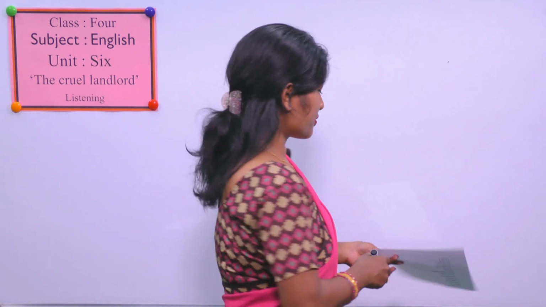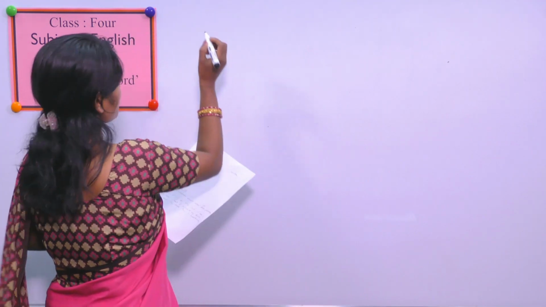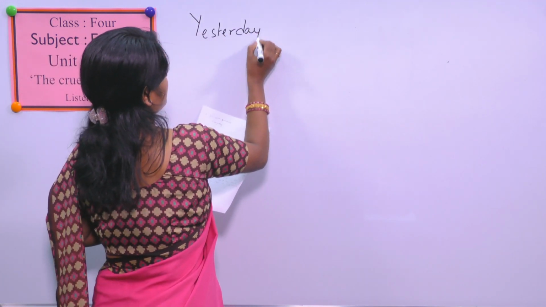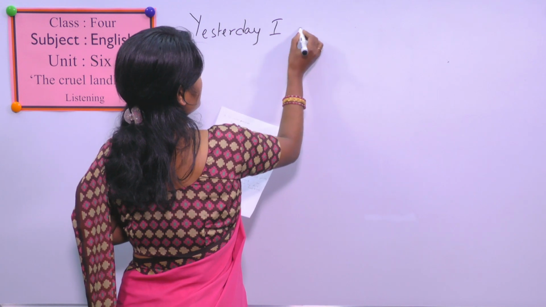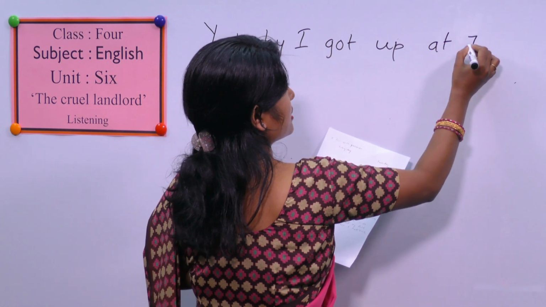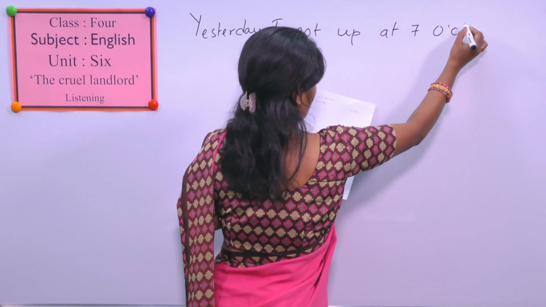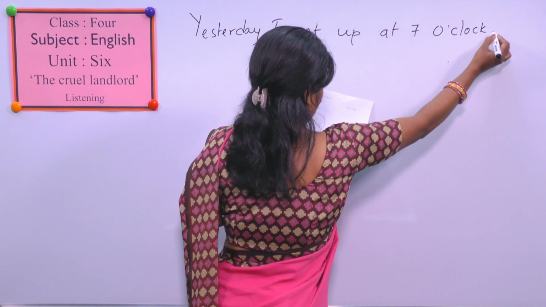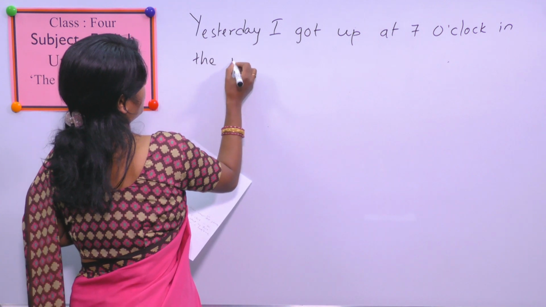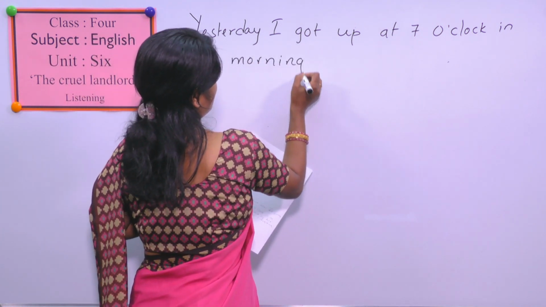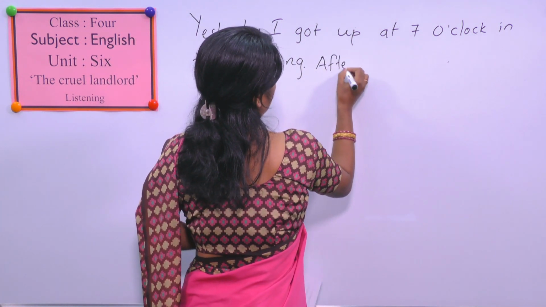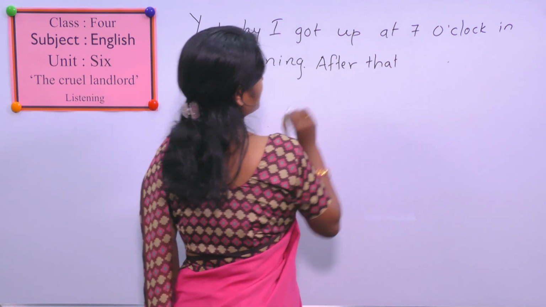So the first line is given here, right? Okay, let me write on the board. Yesterday I got up at 7 o'clock in the morning. Okay, so after that, up to here it is given, right?